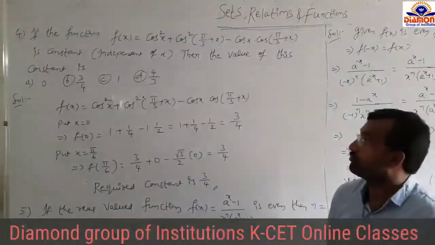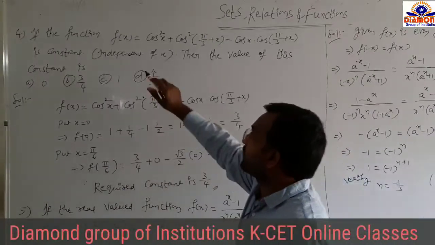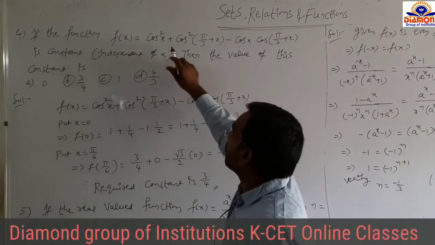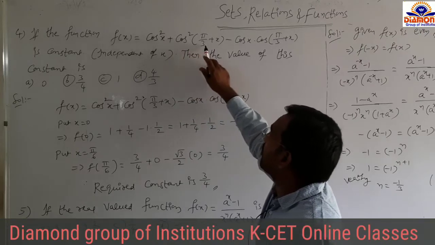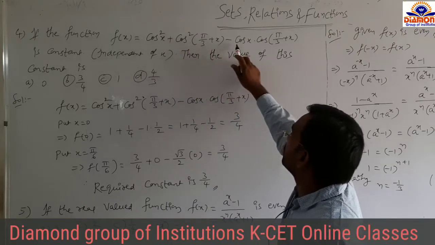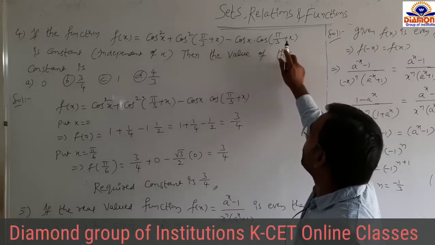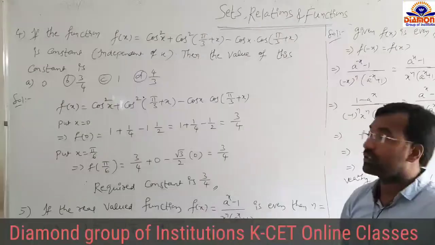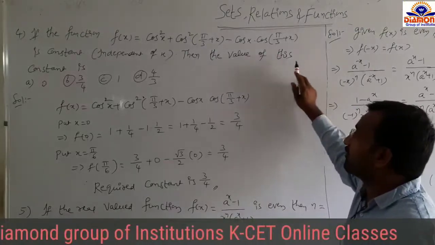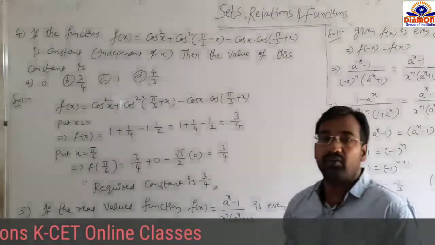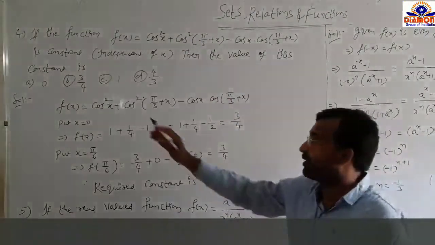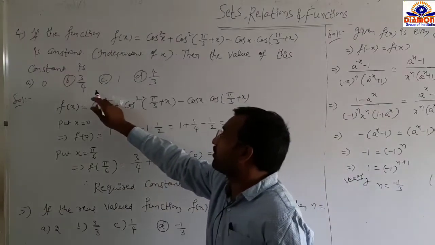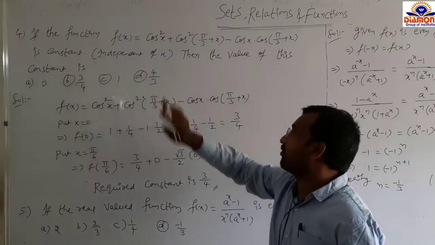Next problem. If the function f of x equal to cos square x plus cos square of (pi by 3 plus x) minus cos x into cos of (pi by 3 plus x) is constant, constant means independent of x, then the value of this constant is? So find out that constant value. Option A, 0; option B, 3 by 4; option C, 1; option D, 4 by 3.